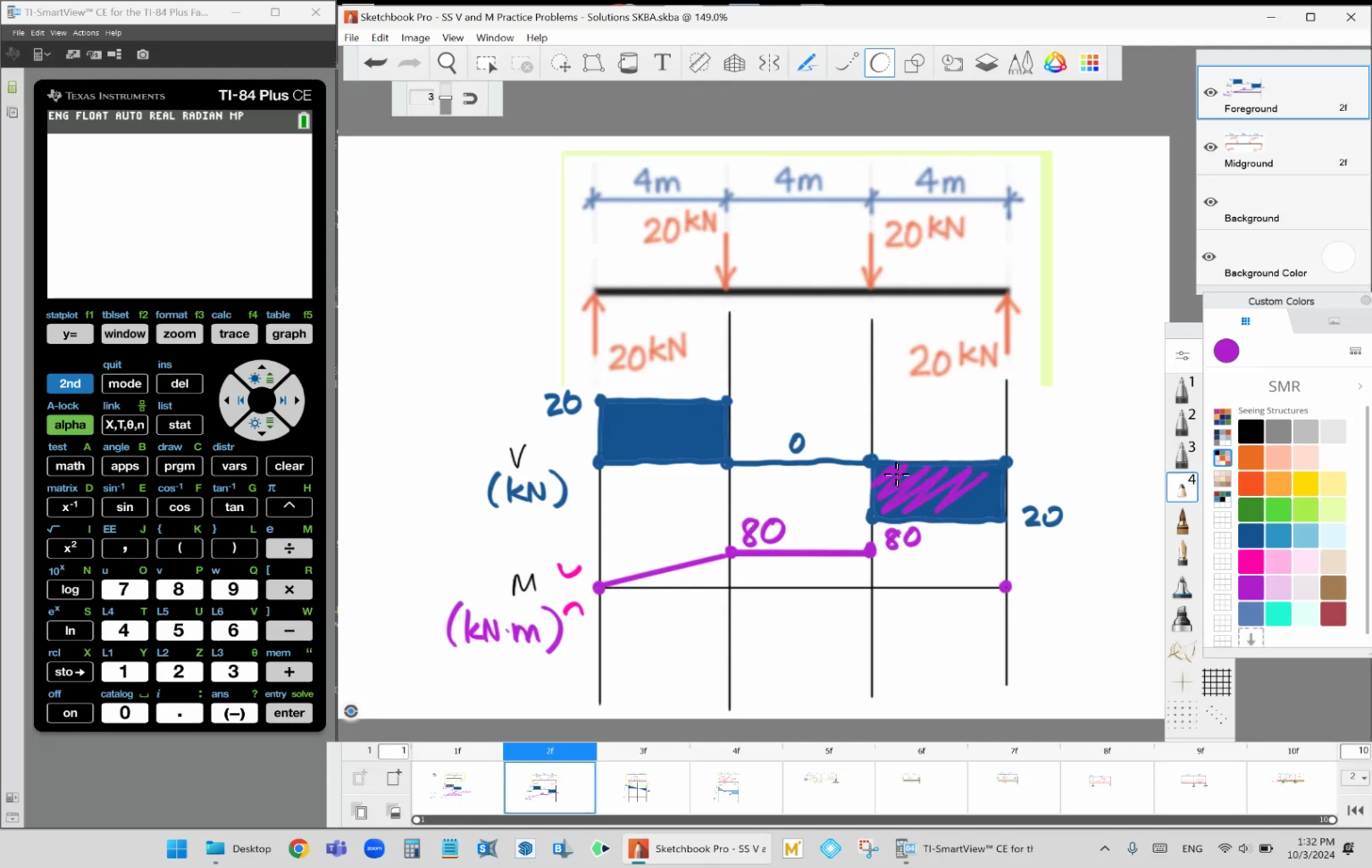And finally, we have a negative area. 20 times 4 is 80. This time it's negative, so we decrease. That gets us back to 0. And that is our moment diagram.